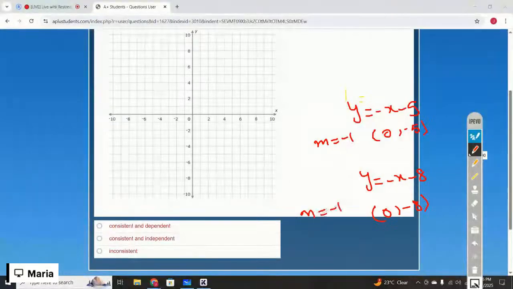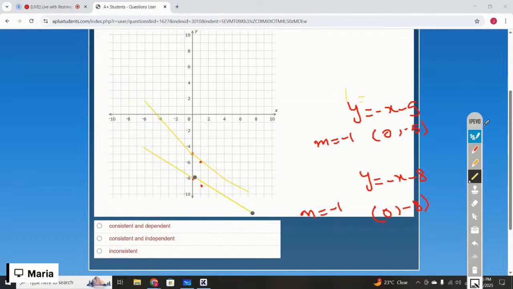So for the first one, 0, negative 5, you need to move down 1 point and right 1 point. For the second equation, that is 0, negative 8, down 1 point and right 1 point. So let's just make lines for these two equations. I think they are again parallel. Yes, these are the two parallel lines, so the system is inconsistent.